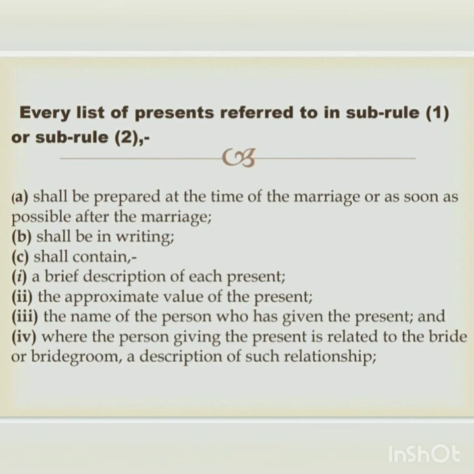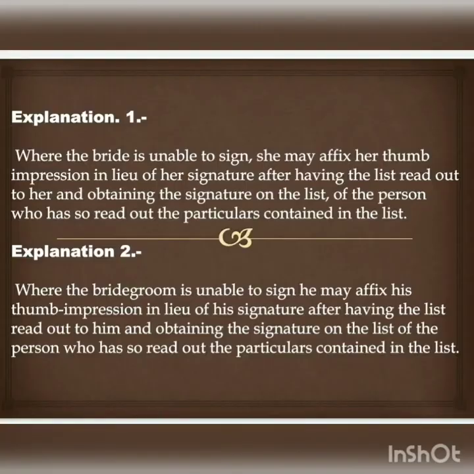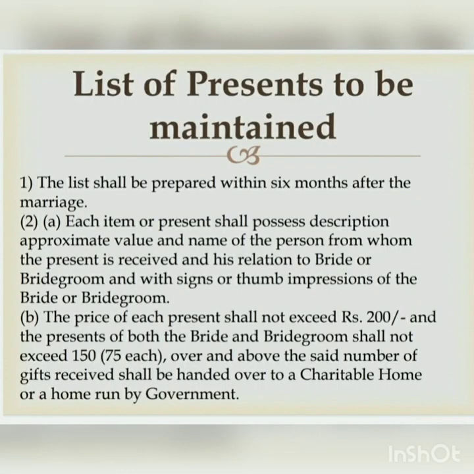List of presents to be maintained. 1. The list shall be prepared within 6 months after the marriage. 2. Each item or present shall possess a description, approximate value, and name of the person from whom the present is received, and his relation to the bride or bridegroom, with signs or thumb impressions of the bride or bridegroom.